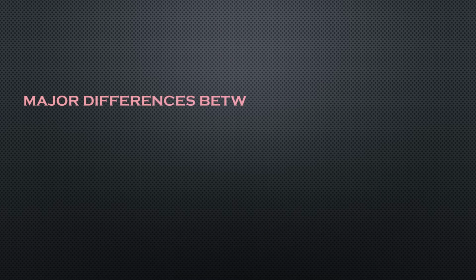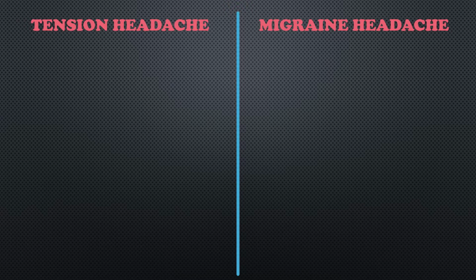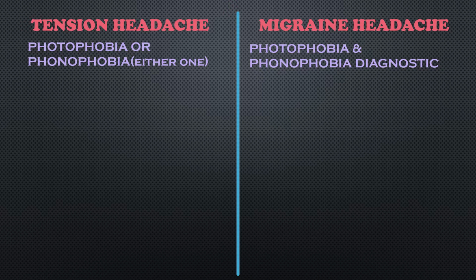Let us now see the major differences between tension type headache and migraine headache, as it is very common to confuse the two. The primary differentiating factor is the absence of associated symptoms. Migraine headache sets in with many associated symptoms, which are very minimal or even absent in tension headaches. Photophobia or phonophobia, either of them may accompany tension headaches, but never both, whereas photophobia and phonophobia are the diagnostic features of migraine headaches.